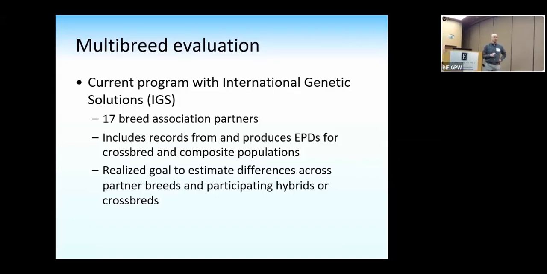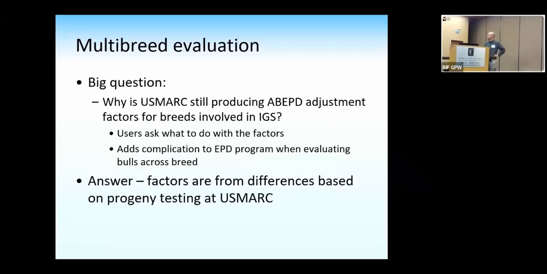The court gets records from them and produces EPDs for crossbred and composite populations that are derived from all of those breeds. And trying to estimate these differences across breeds is one of the primary goals of that evaluation. So the question we always get, and I know that everyone in IGS gets as well, is why are there still crossbreed EPD adjustment factors if we have a multi-breed evaluation to compare animals across breed, right?